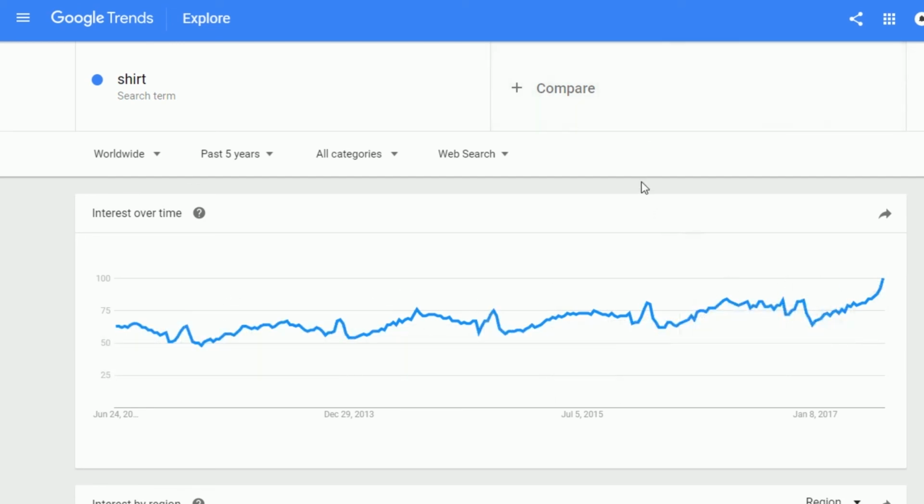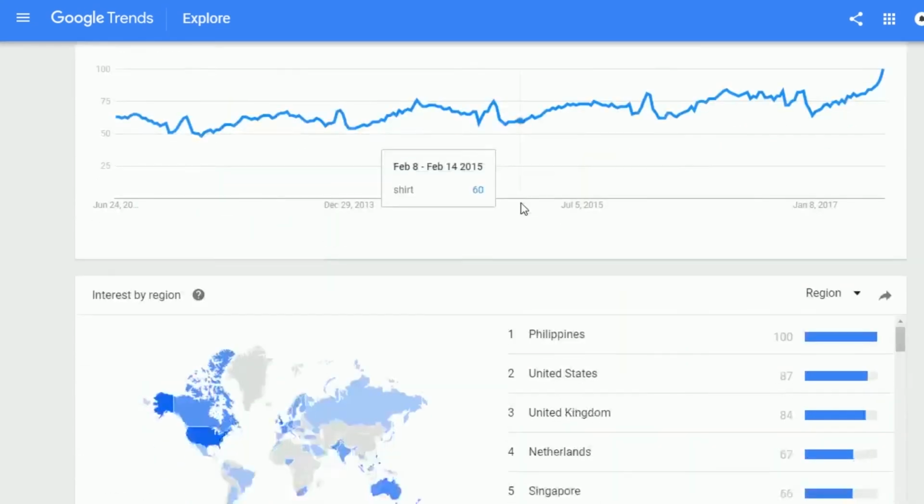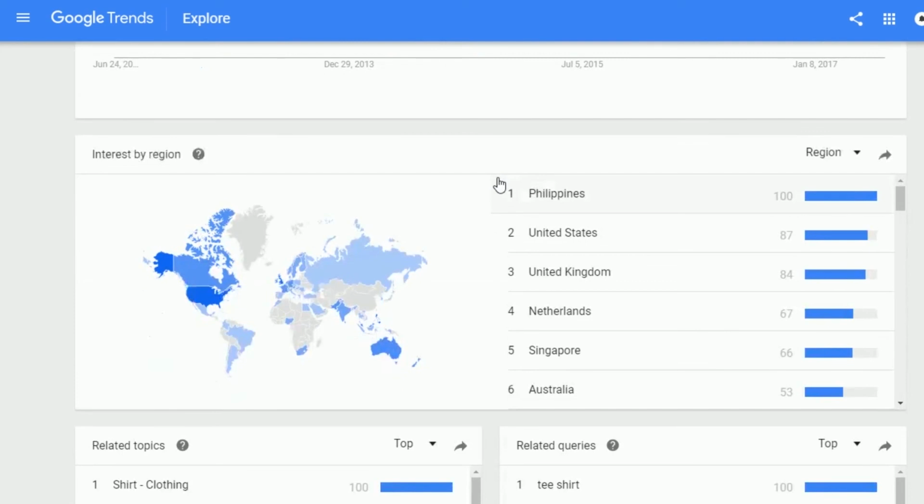So let's say I wanted to take this further and find out what kind of t-shirt I want to sell, what size, and so on. Where do I want to sell it? Well, Google Trends also offers some additional hints. So we can see interest by region.